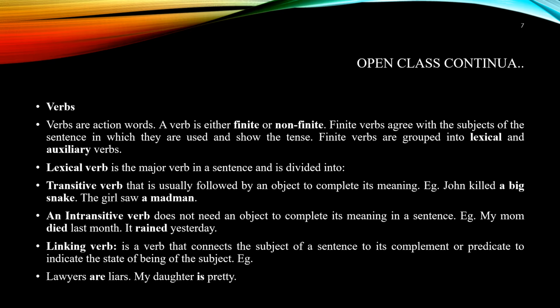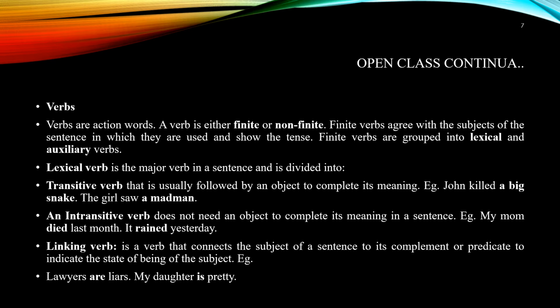For example, finite verbs are grouped into lexical and auxiliary verbs. Lexical verbs are what we call major verbs in a sentence, and are divided into transitive verbs, intransitive verbs, and linking verbs. So lexical verbs are the major verbs as we talk about. A transitive verb is usually followed by an object. They are the kind of verbs that require an object to complete their meaning.